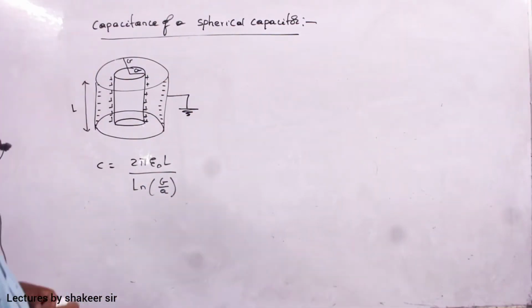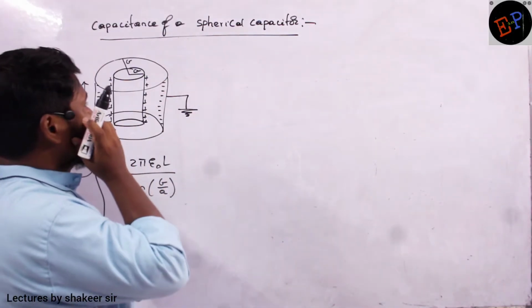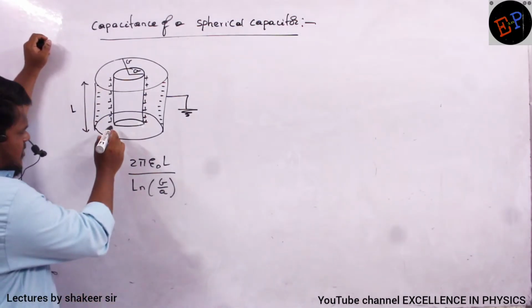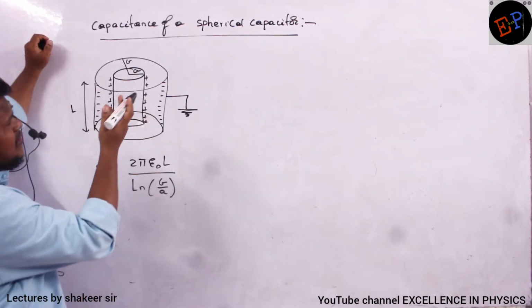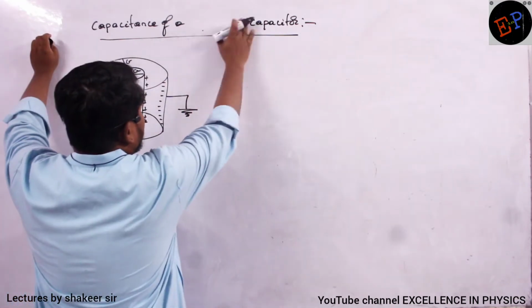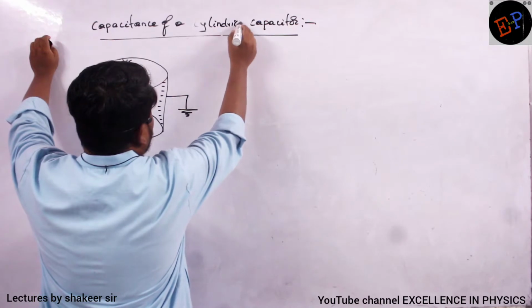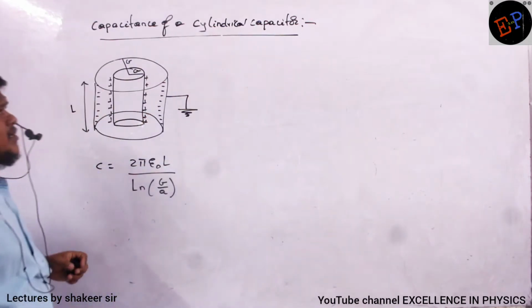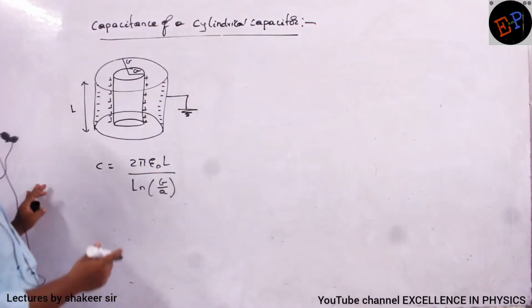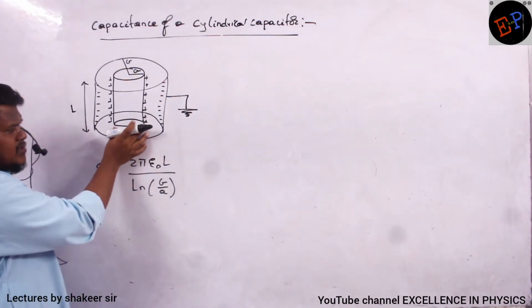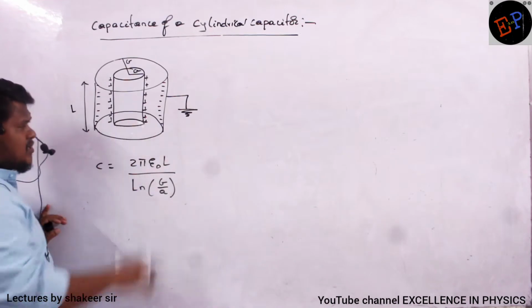So this is the next concept, capacitance of a spherical capacitor. See, here you are seeing one spherical capacitor, cylindrical capacitor. Capacitance of a cylindrical capacitor. See, here you will find two cylinders. This is one inner cylinder and this one is an outer cylinder.